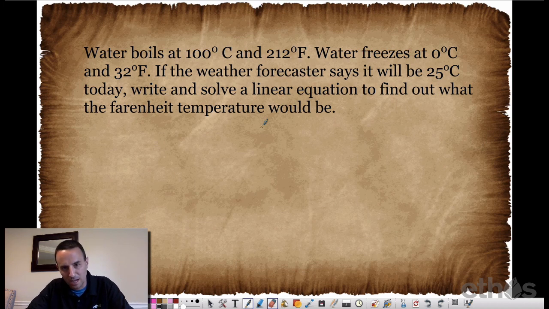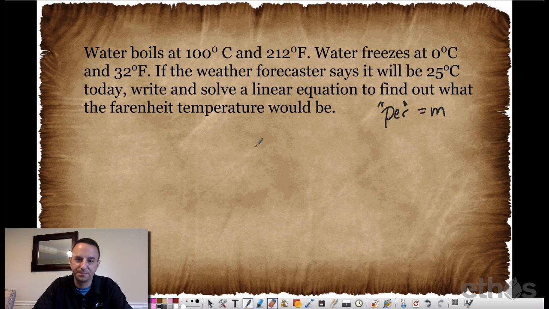So in this case, I don't have a per statement. So one of the things I'm missing is that per statement, or that m. So I can't use the point slope form, but what I can use is finding slope. Since I've got 2 points, water boils at 100 Celsius and 212 Fahrenheit and freezes at 0 and 32. I've got 100 and 212, and I've got 0 and 32. And I'm putting 0 first just because numerically it goes first. So I could use this to figure out my formula.